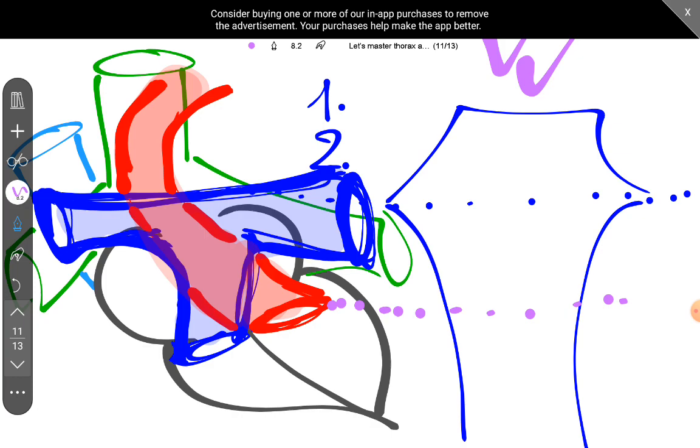Basically it goes upwards, forwards, and to the right side. So again, it begins at the aortic orifice of the left ventricle, corresponding to the third left intercostal space. It ascends upwards and forwards to the right side and ends at the level of the second sternocostal junction, as you can see here. It corresponds to the level of the sternal angle.